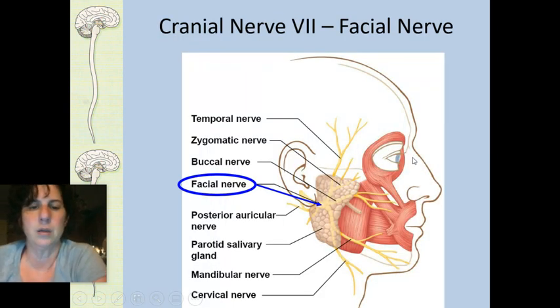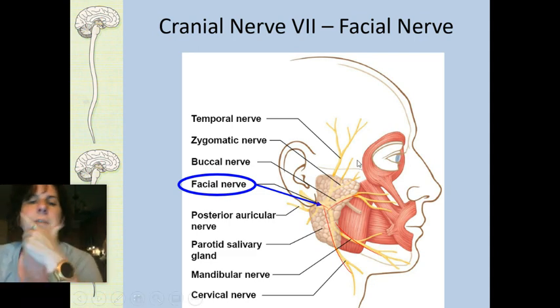And then, oh, there it is. So facial, and notice how much it branches here, but it's not like that big trigeminal that had 3 main branches. It has just a lot of smaller branches in there, but it does feed a lot of the face.